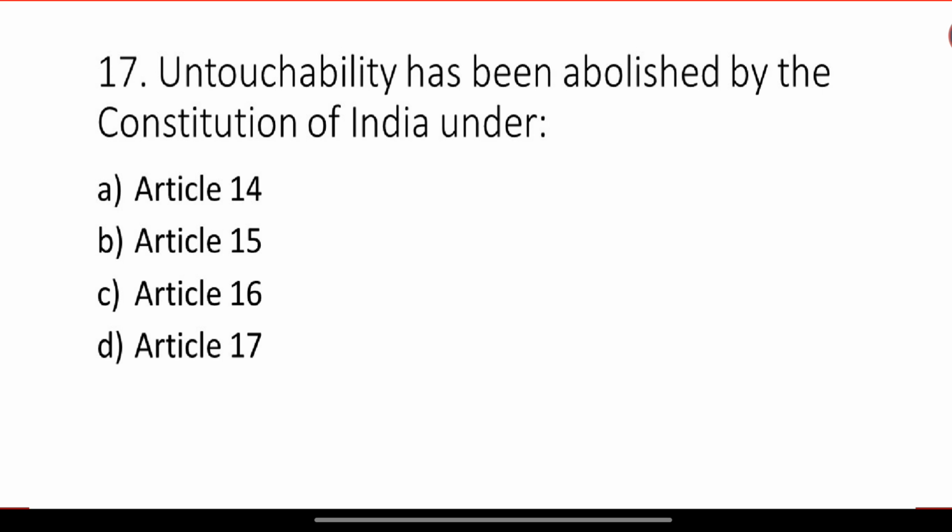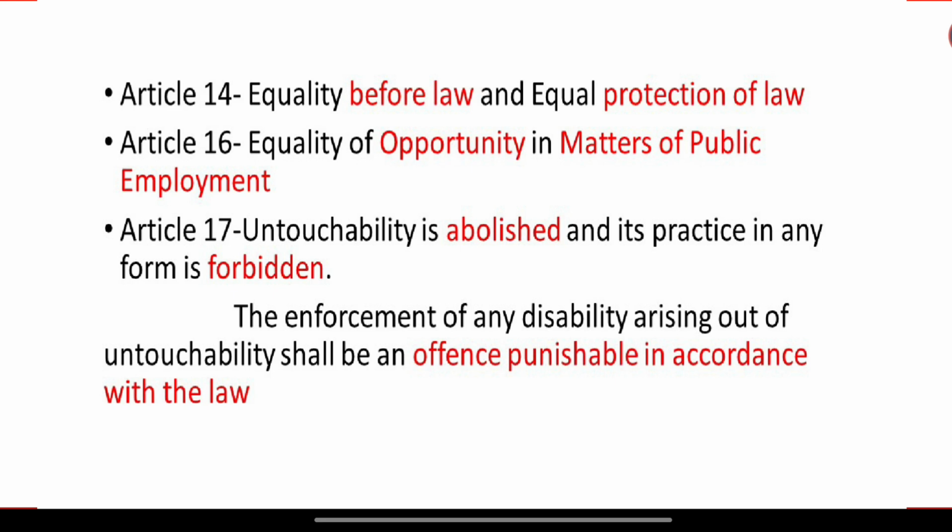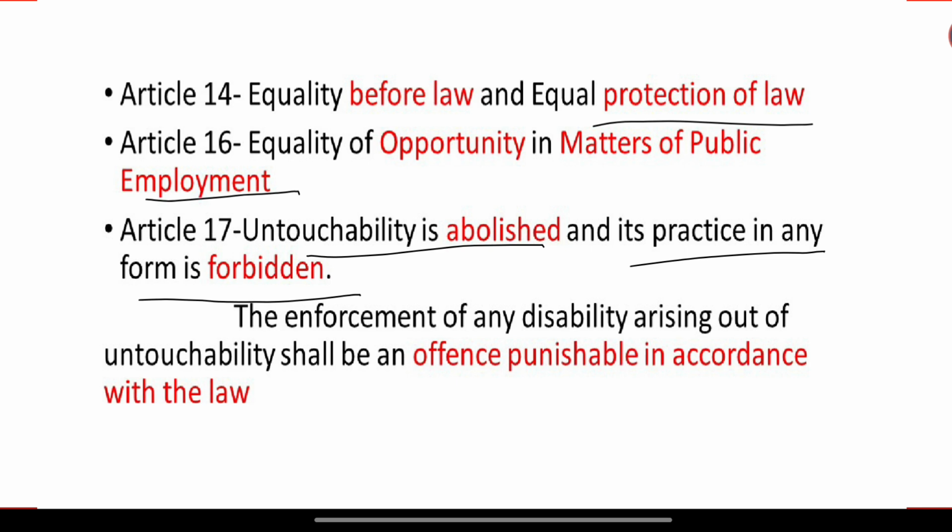Untouchability has been abolished by the Constitution of India under Article 17. Article 14 is equality before law and equal protection of law. Article 16 is equality of opportunity in matters of public employment. Article 17 is untouchability. Untouchability is abolished, and its practice in any form is forbidden. The enforcement of any disability arising out of untouchability shall be an offence punishable in accordance with the law.